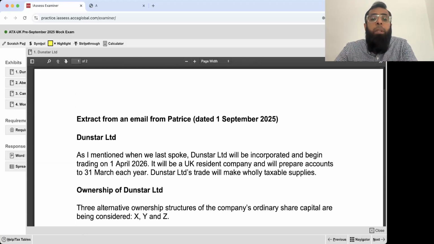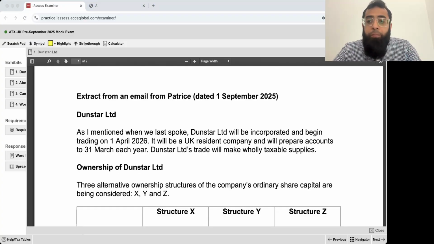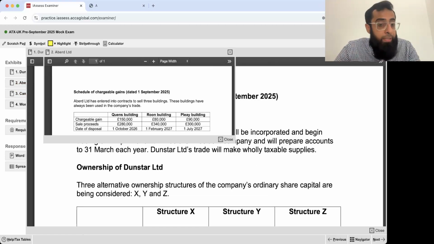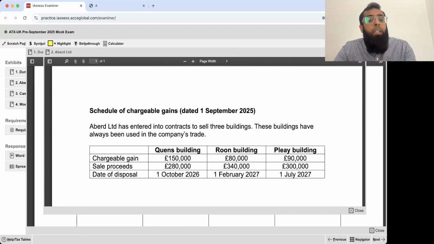So this is the first exhibit which I have read. Apparently, I feel that there is nothing difficult in it. Now let's look at exhibit 2, Abrid Limited. Schedule of chargeable gains dated 1st September 25. Abrid Limited has entered into a contract to sell 3 buildings. The buildings have always been used in its trade: Queen's Building, Rune Building, Clay Building. You have chargeable gains for all of them, sale proceeds for all of them, and the date of disposals. So we'll see how we have to use that data.